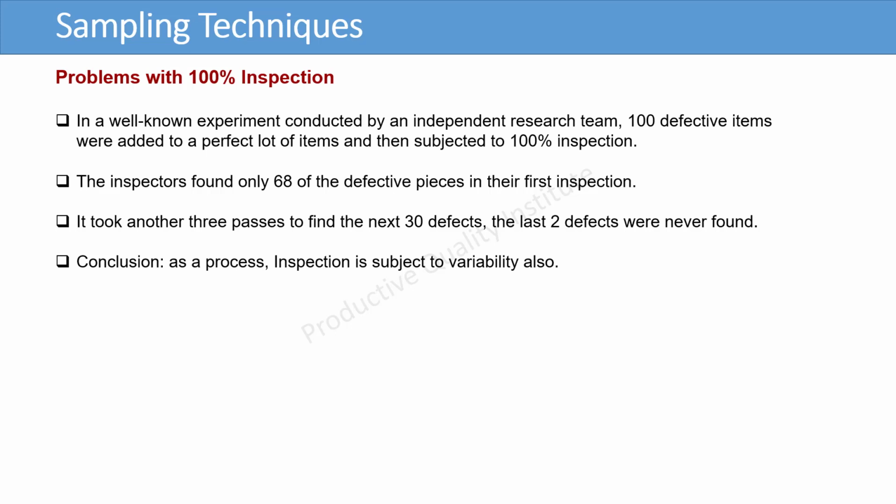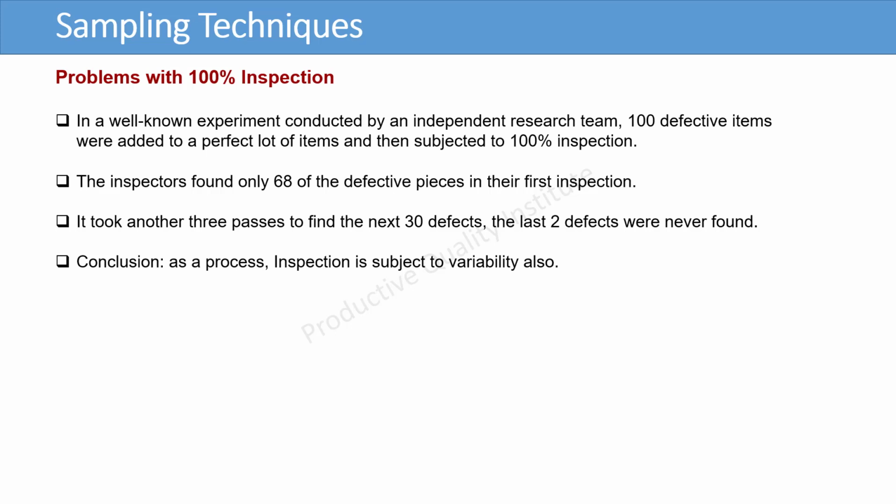Of course, it is better to check 100% of our production, if possible. However, in most cases, inspection of 100% production is not possible due to many reasons. Even if the 100% inspection is possible, there are problems with this inspection.